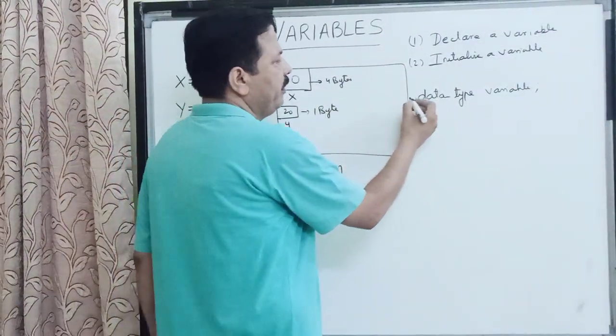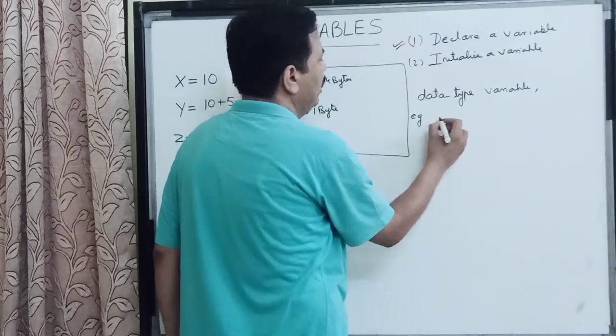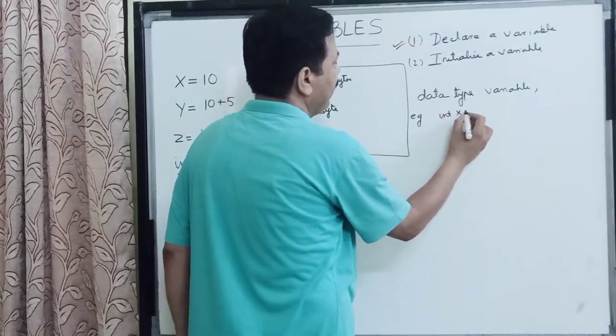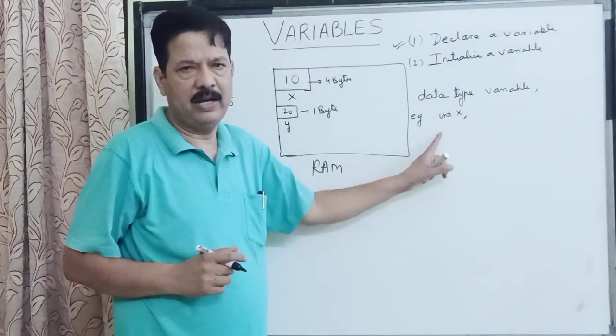Say for example, this is the syntax. For example, if I want to declare this variable, I say int x. This is declaration of a variable. So this is called a simple declaration.